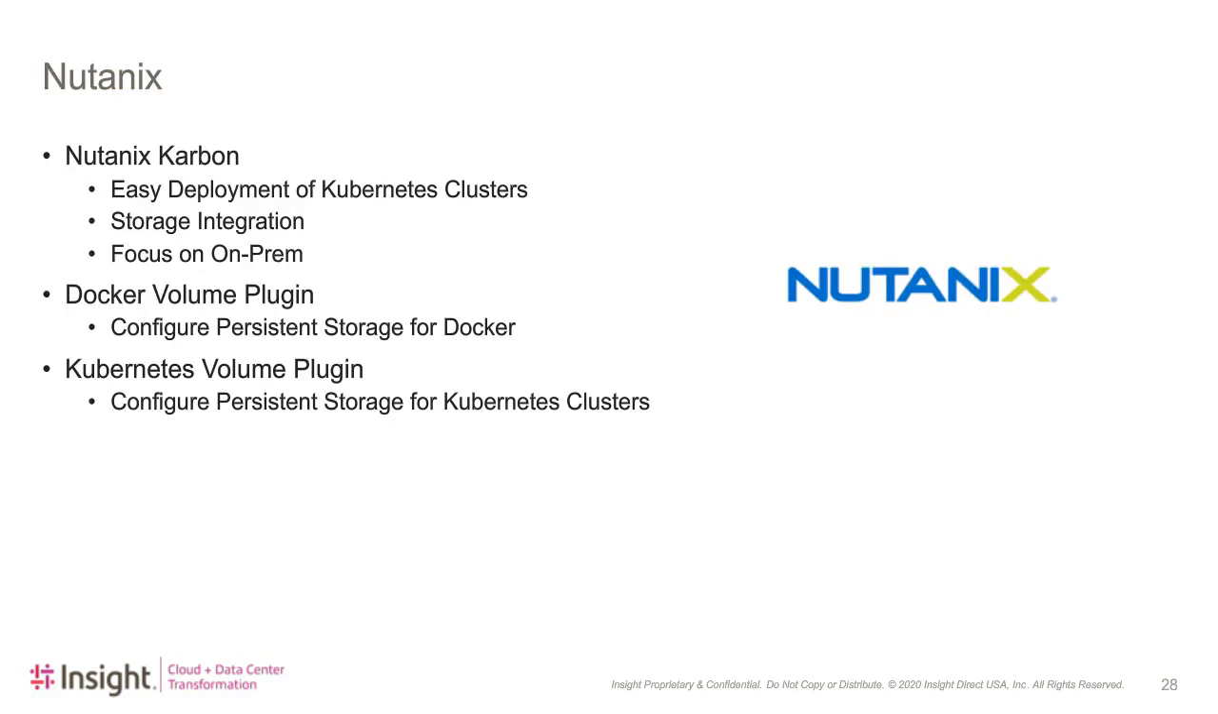Nutanix Karbon is their offering around Kubernetes clusters, again with storage integration and a heavy focus on-prem today. They do offer a persistent storage plugin for Docker as well as the Kubernetes volume plugin, so persistent storage for Kubernetes clusters. Again, you'll see a theme as we go through this: their traditional storage partners provide that plugin to make integrating storage into your orchestration and container strategy very easy.